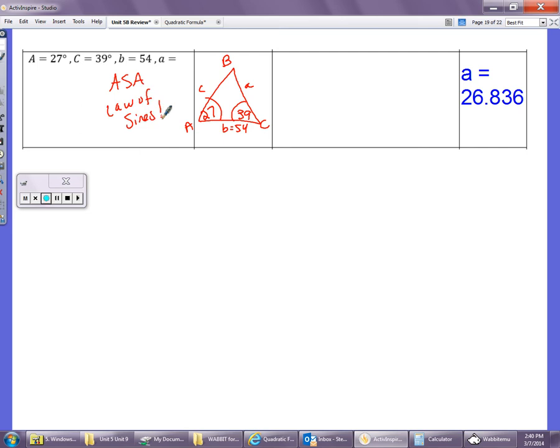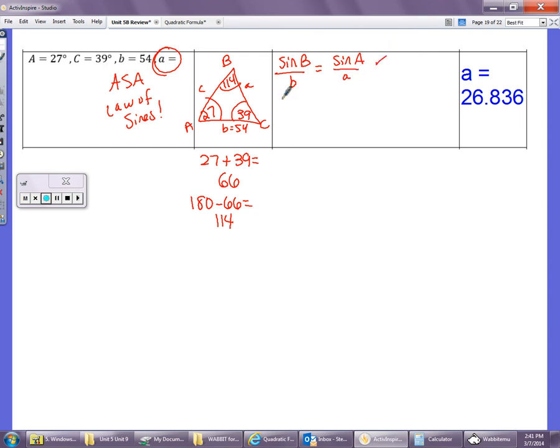So for law of sines, I'm going to use what's given. Unfortunately, I don't have enough information to use what's given because I have a side, but I'm missing an angle. But have no fear, that's an easy angle to find. Add 27 and 39, you get 66. And then 180 minus 66 gives you 114. Now we can set it up. Sine of B over B equals, and we're solving for A, sine of A over A.